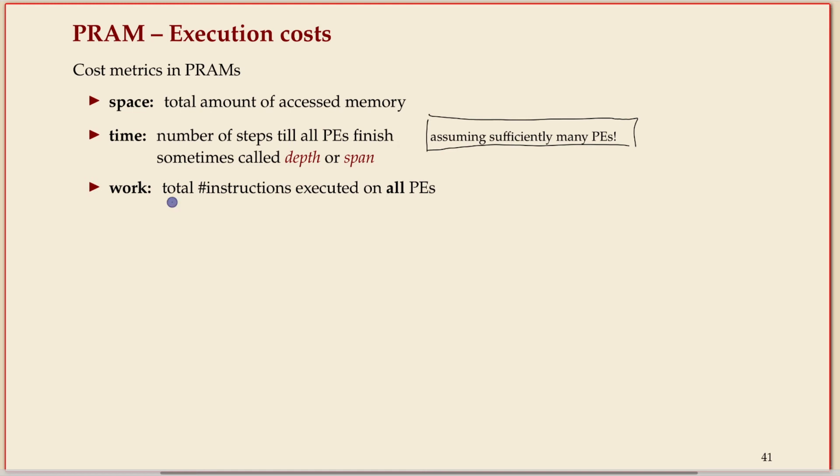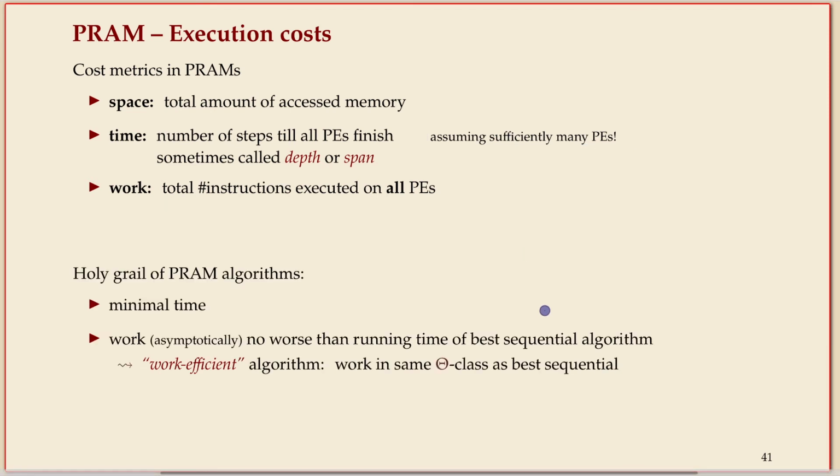And a second important parameter is the total number of instructions executed across all the P processing elements. So in this sense, in work you pay for using many processors, because the time is in a sense multiplied with the number of processing elements. And then the goal of designing PRAM algorithms is to minimize the time, as usual in algorithmics. But we also want to minimize the work.